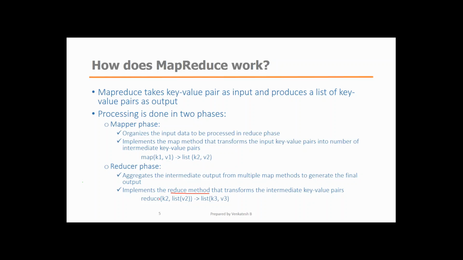So what is the reduce method? Mathematically, the representation is: reduce of K2, list of V2, which generates a final output, which is again a list, with a different key and a different value compared to your original inputs. Whereas if you see the output of map and the input of reducer, the keys are the same. I'm maintaining the key as the same. The only difference is the value is becoming a list now.